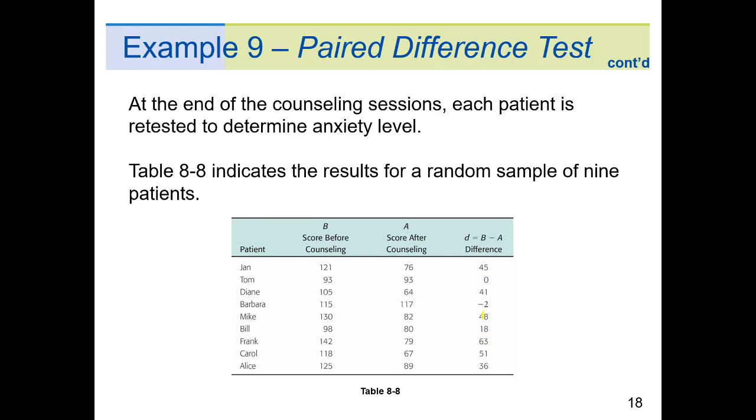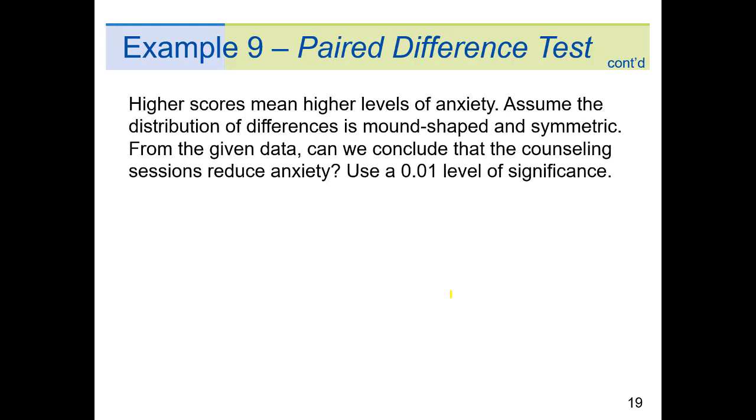So if the difference is positive here, the anxiety decreased. If the difference is negative here, the anxiety increased. And if the difference is 0, there was no change in anxiety. Higher scores mean higher levels. We're going to assume the distribution of differences is mound-shaped and symmetric. Can we conclude from this that the counseling sessions reduce anxiety? We're going to use a 0.01 level of significance.